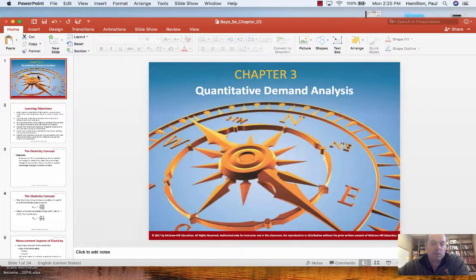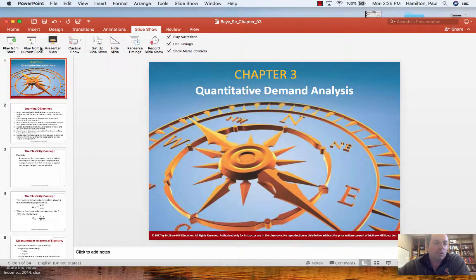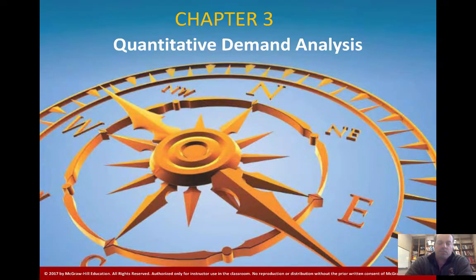Let me go to the first page here. I'll start the show here, and again, I encourage you to print these out, 6 slides per page or so. I think there's about 33 slides in this set, although the last 8 or so, which are on regression analysis, we won't cover.